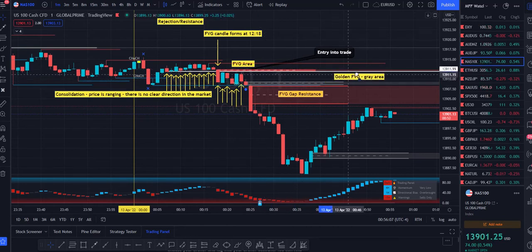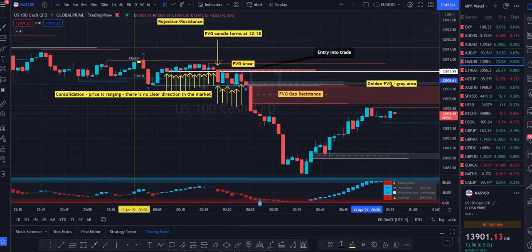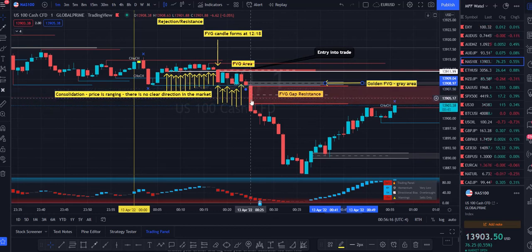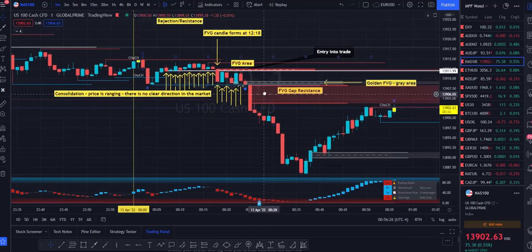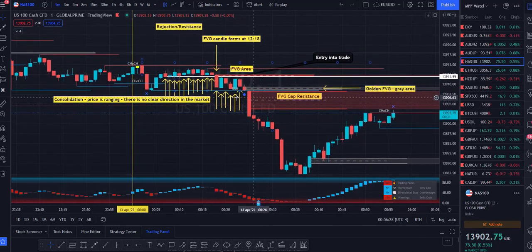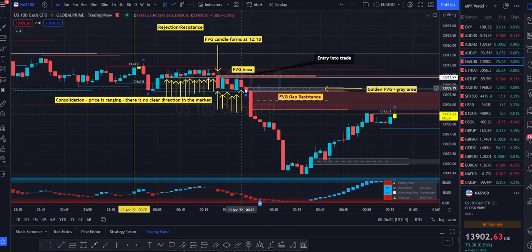I had the golden FVG, the gray area, that happened right here. And then once this long red candle formed and created this nice red FVG gap resistance area right here, I knew that this was going to be a nice sell because everything was leaning toward the sell. And we had a break of structure right here. You can see that, a break of structure. BOS is break of structure. So with this little golden FVG gray area, the structure was broken.